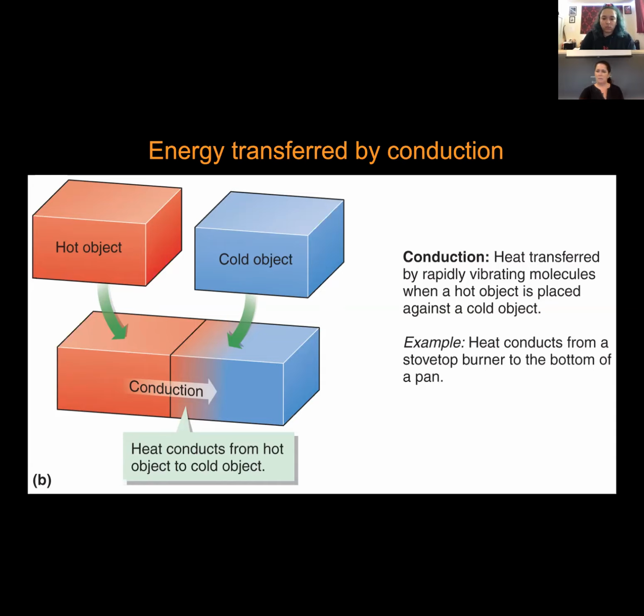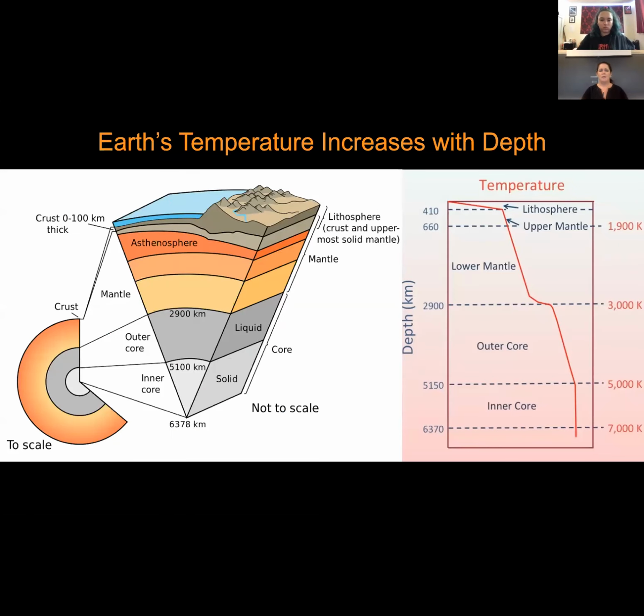Okay, did I cover that? Yes, I did. So that's one means of getting heat from the center of the earth to the outer part.